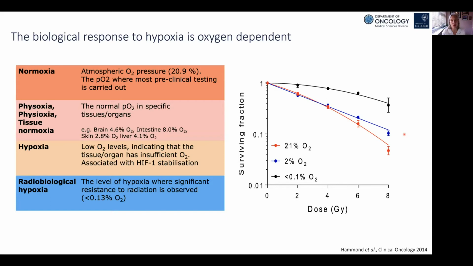And what you can see quite clearly is that we see a significant loss in viability at both 21% and 2%, whereas the response is very different at this radiobiological level of hypoxia. We've got many more cells surviving because they are radiation resistant. And so this is the level of hypoxia where my lab predominantly focuses, because we're interested in how cells at this level of oxygen are contributing to tumorigenesis, and of course, if we can identify any weak points so that we could target those cells and therefore improve radiotherapy response.